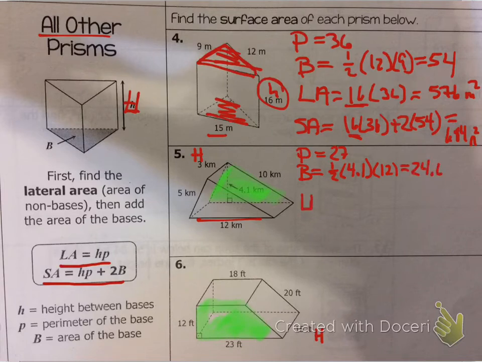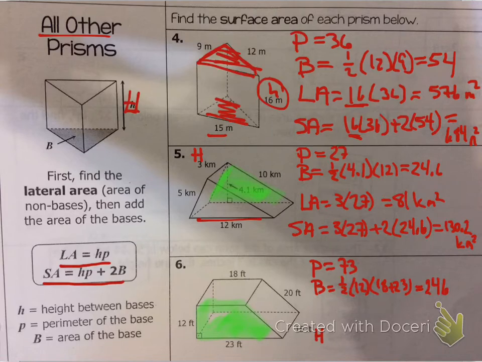And then your lateral area is going to be the perimeter times the height, or the height times the perimeter, so 3 times 27. And your surface area is going to be that plus 2 times the 24.6. Okay, so there are the answers here.